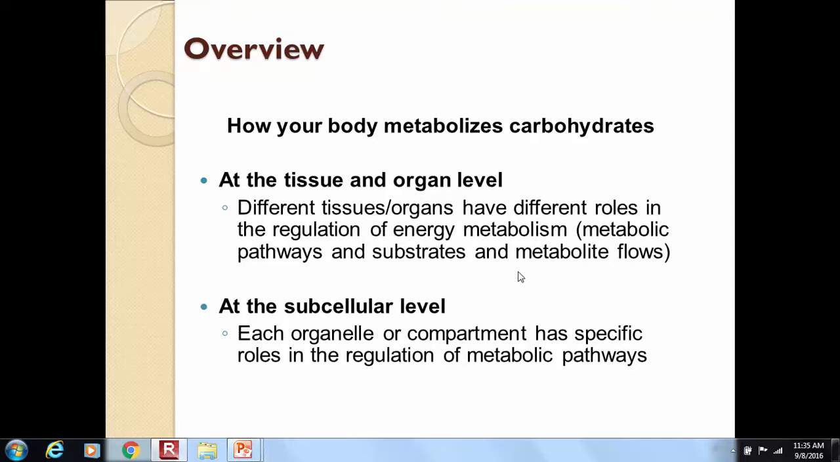For example, the mitochondria. Do you guys know mitochondria? What is the main function of a mitochondria? Why does our cell have mitochondria? For what purpose? Yes, to produce ATPs. It's the energy plant, so mitochondria is very important. It produces ATPs, and it's also a very important place to oxidize fatty acids. Remember I mentioned red blood cells were not able to utilize fatty acids because red blood cells do not have mitochondria, so they are not able to oxidize fatty acids. Different organelles have different functions, so we also need to understand metabolism at the subcellular level.